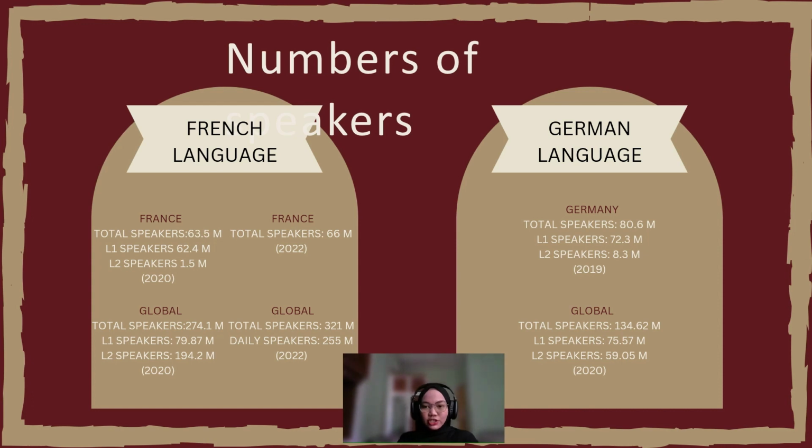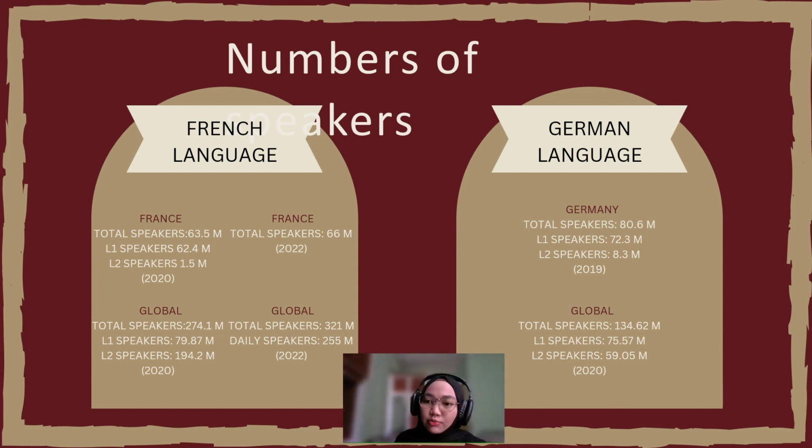So let's move on to the German language. According to Ethnologue, the total speakers in Germany is about 80.6 million. In the first language speakers, there is about 72.3 million. In the second language speakers, there is about 8.3 million in 2019. So in 2020, globally, the total speakers of the German language is 134.62 million. The first language speakers is 75.57 million, and the second language speakers is about 59.05 million in 2020 alone.